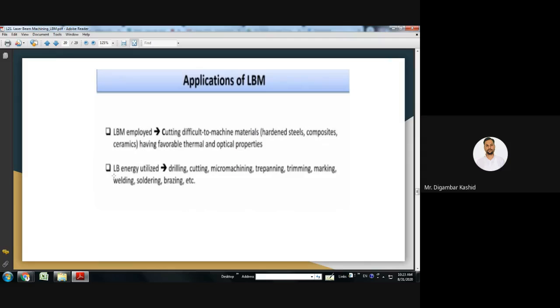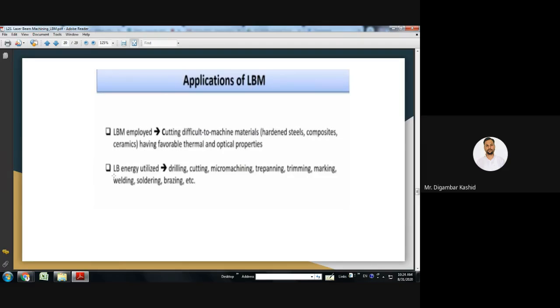So we should not go into detail about that, but for information and knowledge purposes I have just told it. If you want to go into detail, you can refer to the VK Jain book, in which everything is given in detail. Wherever I say you can go into detail, that part is not in our syllabus, but for knowledge purposes I am just highlighting that point.